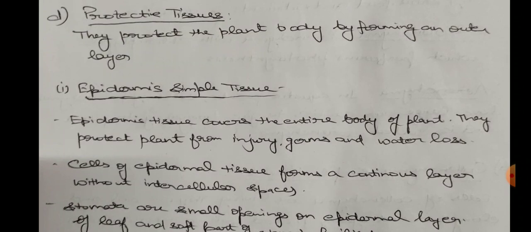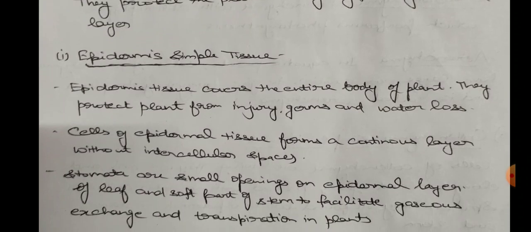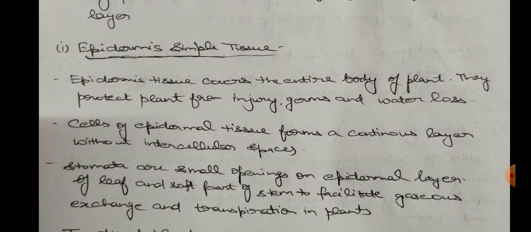Then stomata are small openings on the epidermal layer of leaf and soft part of stem to facilitate gaseous exchange and transpiration in plants. Very important part, the stomata are present on the epidermal layer, small openings which help for gaseous exchange and transpiration. You know, transpiration is the water loss in plants.